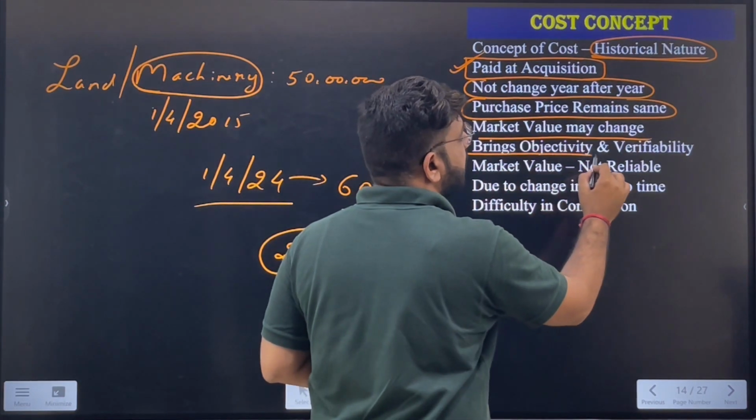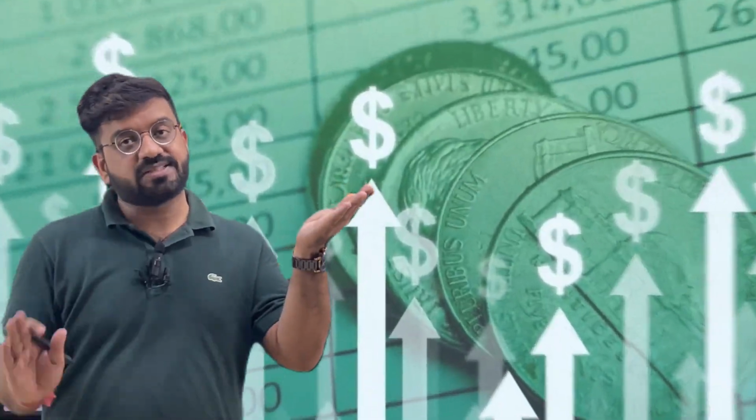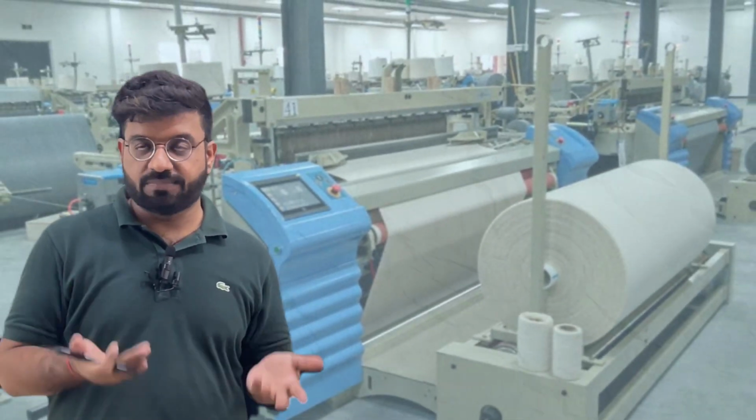This brings the objectivity and verifiability. Now what happens? The market price is dependent upon the demand and supply. The more people are there to buy that product, obviously the demand will increase, the price will also increase. So as soon as the people are lesser who are demanding the product, that machinery or whatever asset, the price of that asset or commodity will decrease.